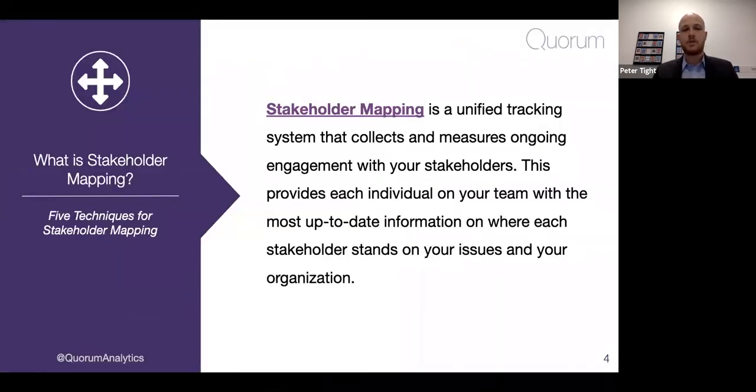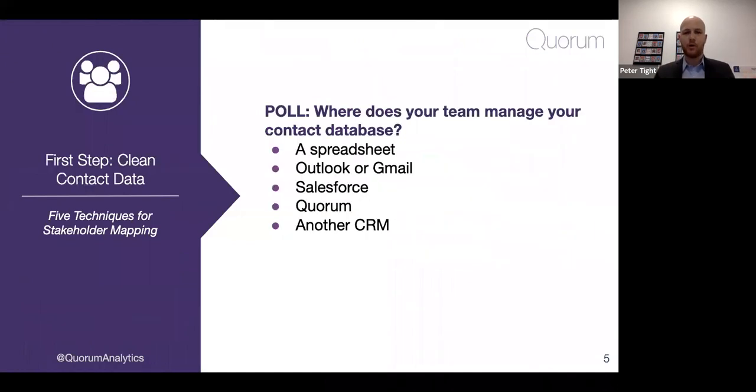So let's get into the content of the day here. What is stakeholder mapping? Stakeholder mapping is a unified tracking system that collects and measures ongoing engagement with stakeholders. That provides each individual on your team the most up-to-date information on where each stakeholder stands on your issues. So I want to send out a poll that you will see on your screen here. The first critical step to stakeholder mapping is having all of your contacts in one place.